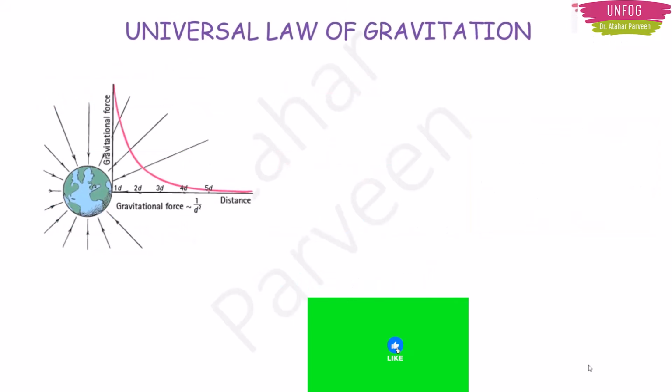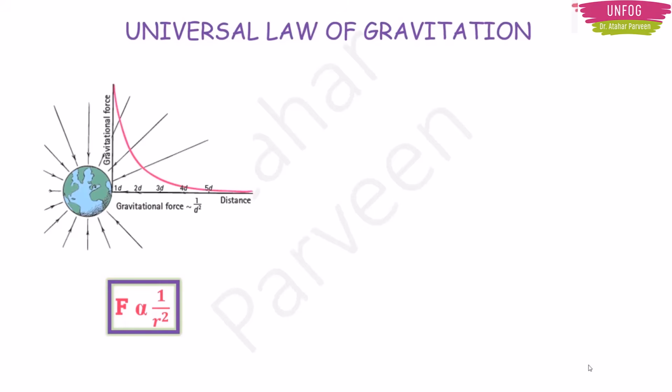This universal law of gravitation, we told that force is inversely proportional to the square of the distance between them, right? So if I want to draw a graph on this, I draw it like this. I put gravitational force on the y-axis and 1 upon d square on the x-axis. Then I get a curve like this. This curve is known as an exponential curve.